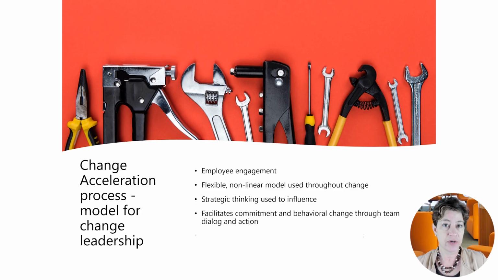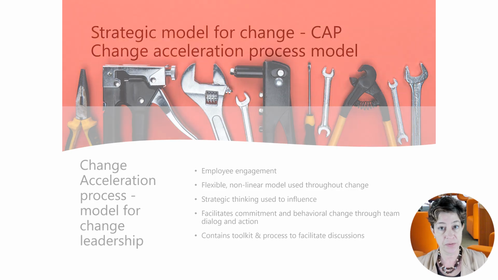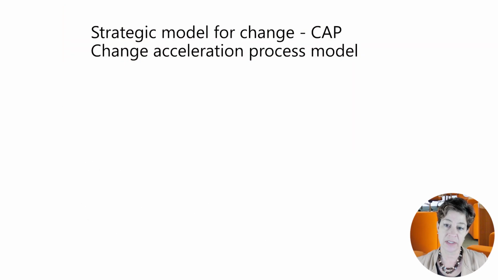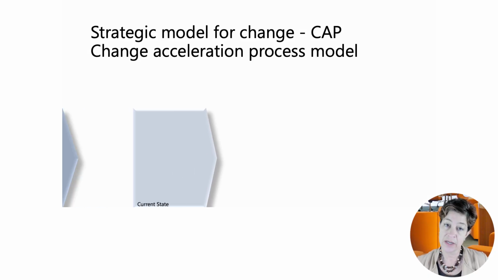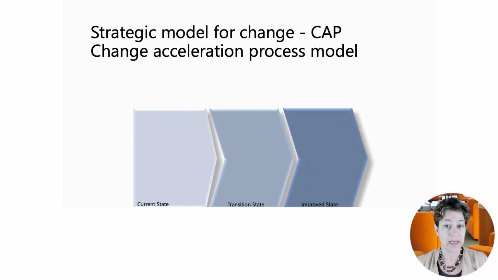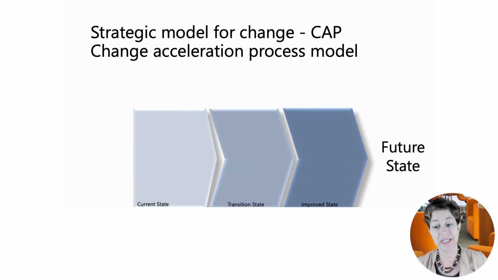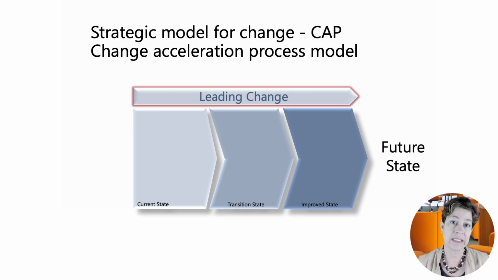The change acceleration process includes a toolkit of tools you can use throughout various stages, as well as a process that you can use. And here's the change acceleration process. We'll go through it piece by piece. Note that it starts with the current state, you move through a transition state, and then an improved state until you eventually hit the future state. So it's not something that happens overnight, and it requires constant involvement, monitoring, and upgrading and refining to get to that future state.